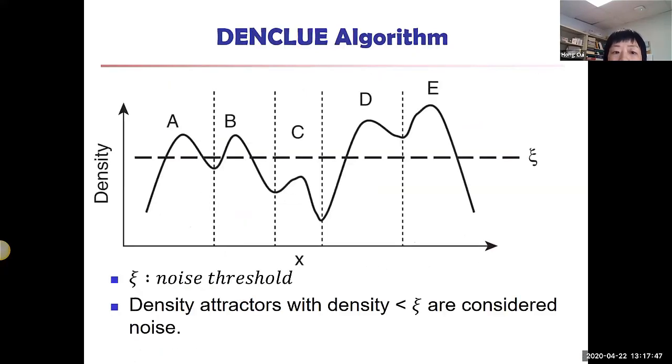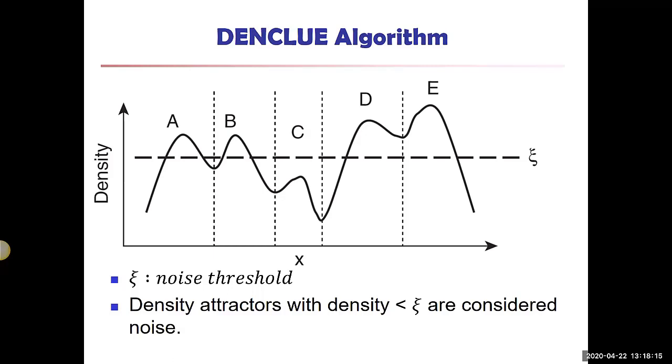So here is one example where we have a curve that looks like this. We have this many tips, and our density threshold is set here as the dotted line shows. And we can see here we have 1, 2, 3, 4, 5 local maxima, but we only have 1, 2, 3, 4 density attractors.